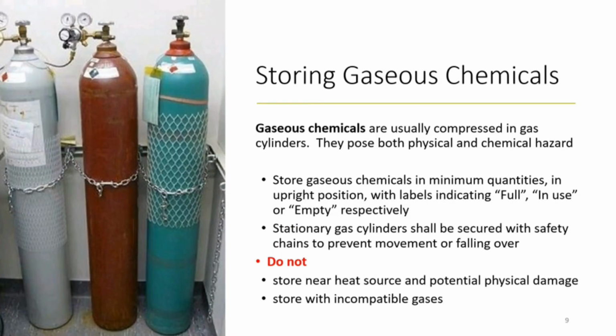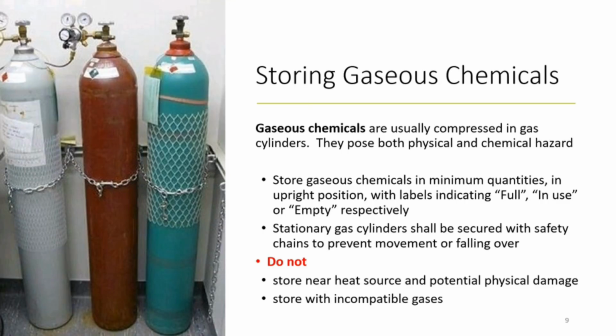Storing gaseous chemicals. Gaseous chemicals are usually compressed in gas cylinders, for example, compressed oxygen, nitrogen, carbon dioxide. They can pose both physical and chemical hazard. We should store gaseous chemicals in minimum quantities in upright position, with labels indicating whether the cylinder is full, in use, or empty respectively.